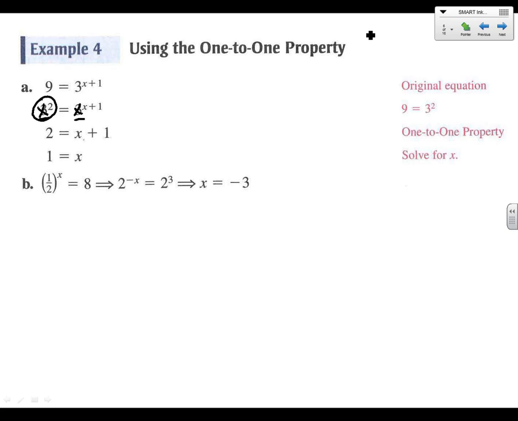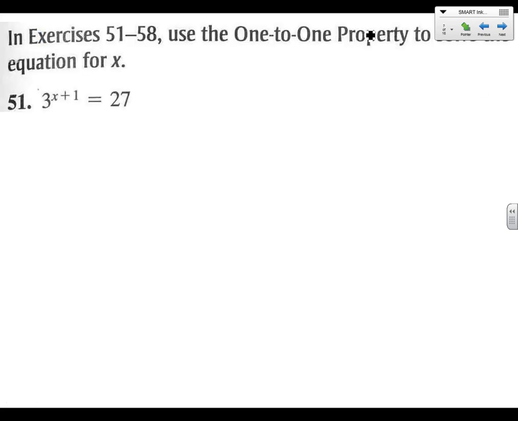Same thing on example B. 1/2 is the same as 2 to the negative 1. 8 is the same as 2 cubed. And as soon as we have that, we can cancel our bases and get negative x equals 3, or x equals -3. So here's the first one I'd like you to try. I'd like you to try problem 51. Please pause the video, try this problem, and press play when you're ready for the solution.